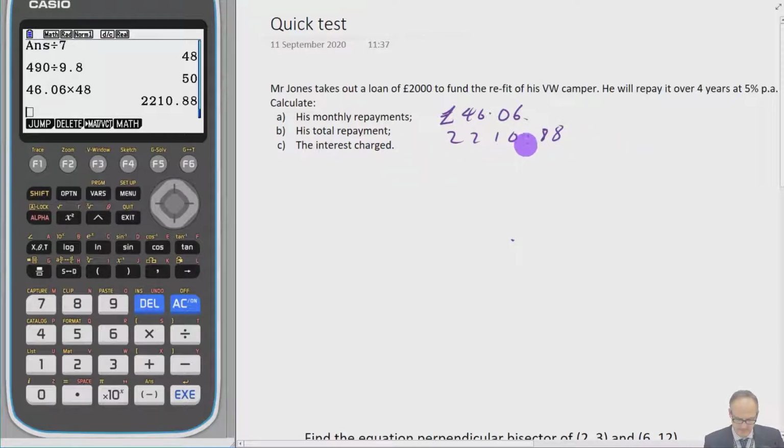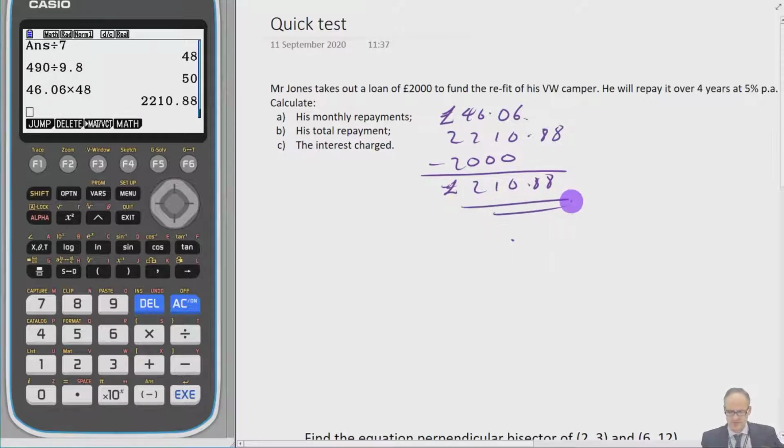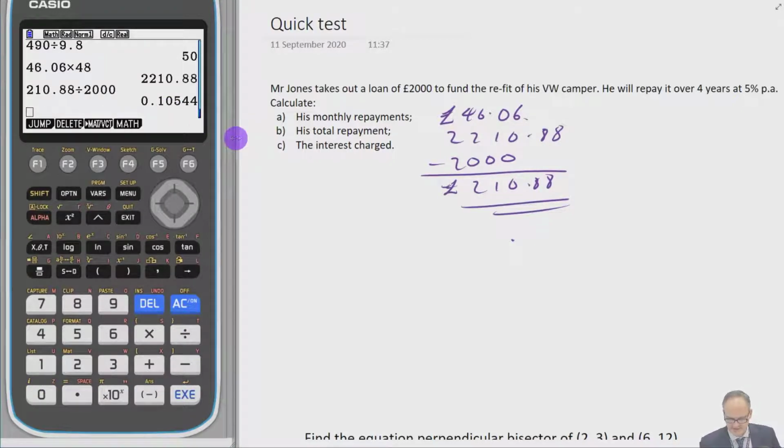The interest charge, well, the loan was £2,000. Take that away, and the interest charge is £210. You could work out the interest rate on that. The way I would do it is normally I don't even bother taking off the 2,000, just work out the interest we've got, calculate that and divide by 2,000. And you get 10.5%, but it doesn't ask for the percentage interest that's been charged.